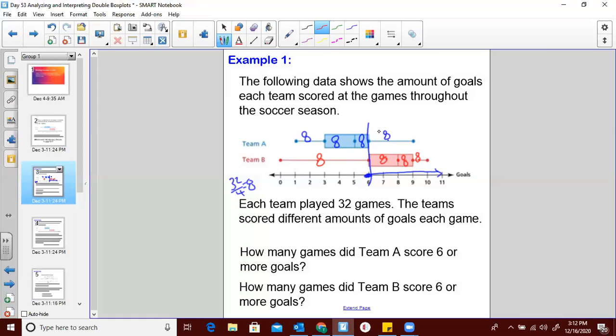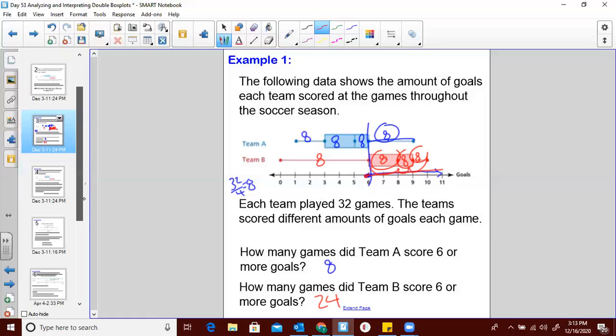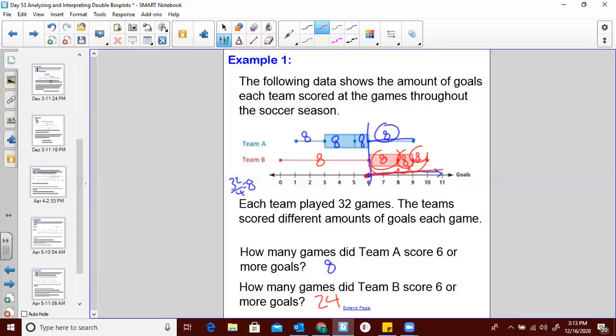All right, and from here we just have to look. How many games did Team A score 6 or more goals? I'm looking at 6 or more. It looks like I have 1 section, so it's just going to be 8. And if I look at Team B, I start at 6 and go to more. It looks like I have 1, 2, 3 sections. So I have 8, 16, total of 24. All right, and this is what we're going to be doing.